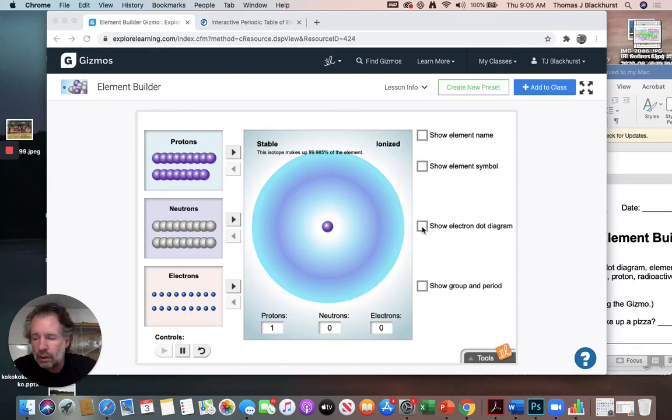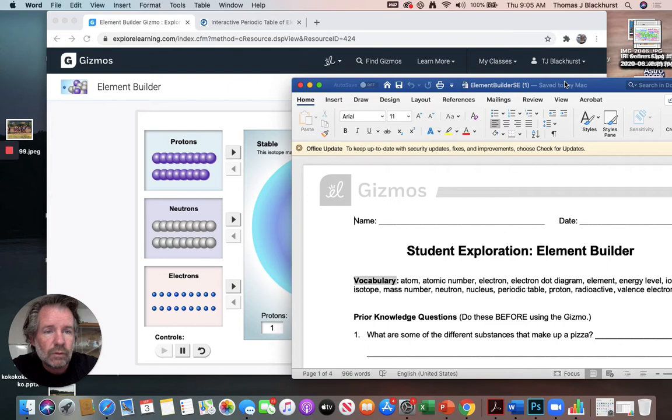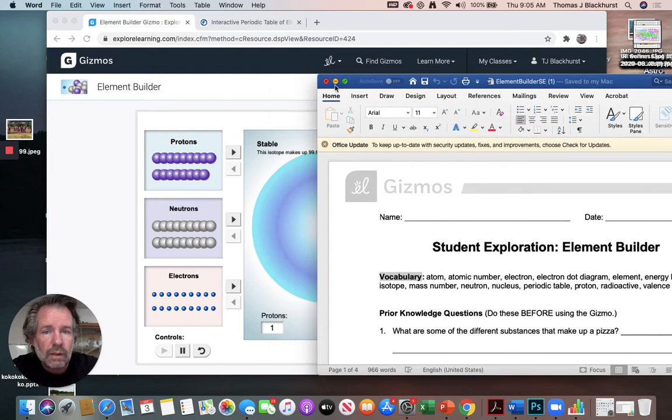And good morning. This morning, I just wanted to go over, just kind of review a little bit of atoms. We did have that reading assignment to go with it, but a lot of confusion. So I want to go over a little bit of that, and then also go over how to use the element builder gizmo, and we'll use that to kind of answer a lot of these questions here for our worksheet that kind of goes with this.